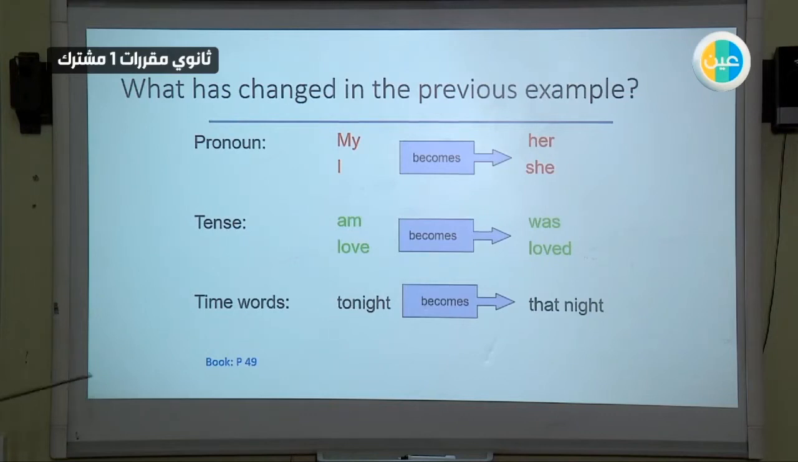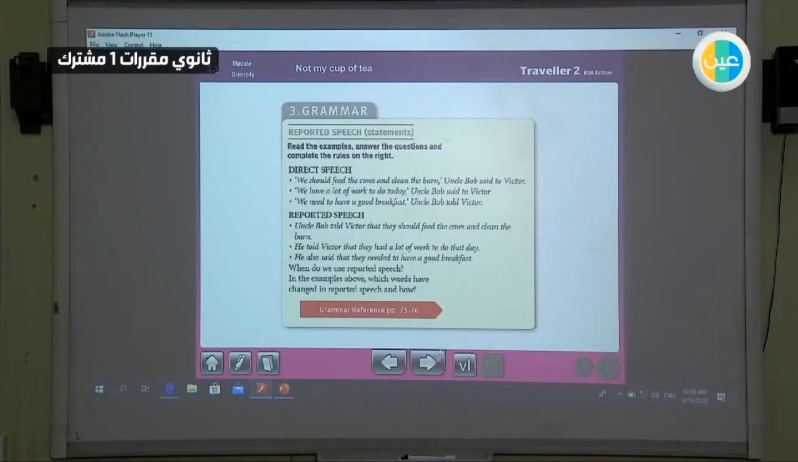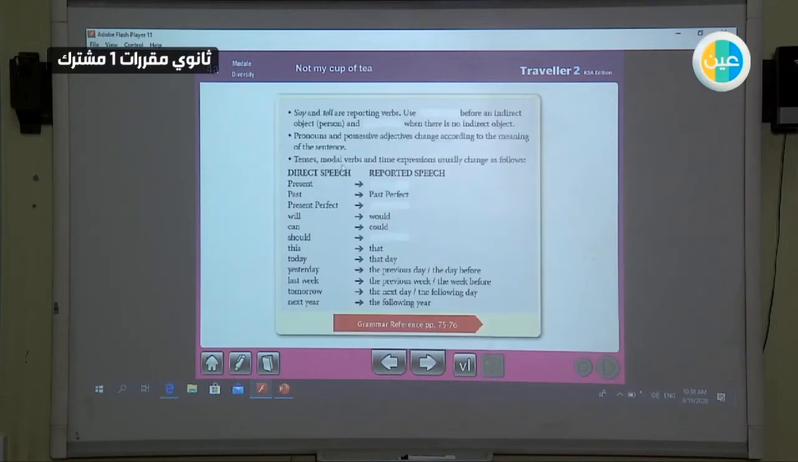Now go to page number 49. Here we have to fill these spaces. So if we want to say or tell, we can use an indirect object. The one we have to use the object with is tell, because with say or said, we don't have to use an object. We can, but we don't have to.